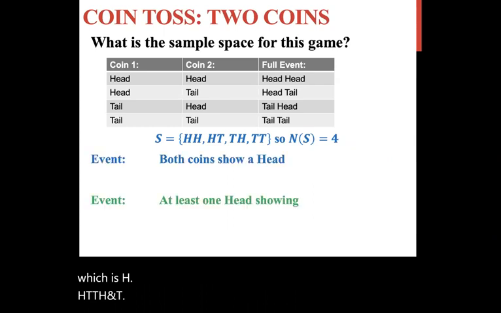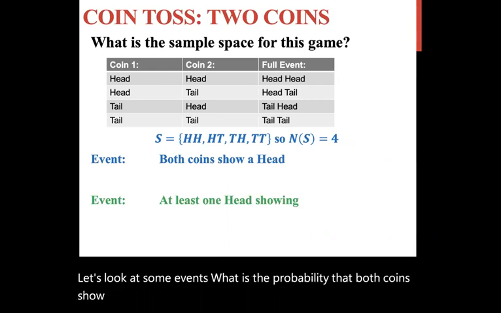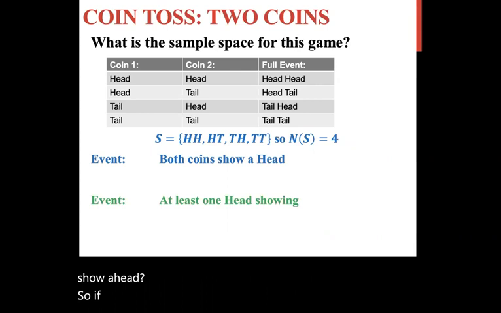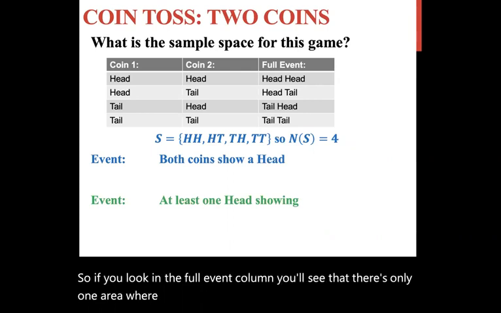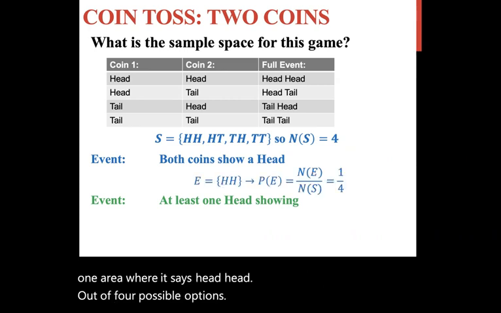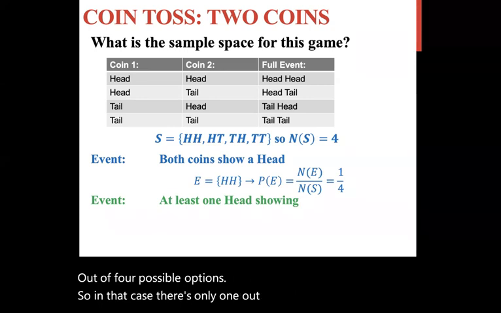Now let's look at some events. What is the probability that both coins show a head? So if you look in the full event column, you'll see that there's only one area where it says head, head, out of 4 possible options. So in that case, there's only 1 out of 4 for the probability of a head, head.